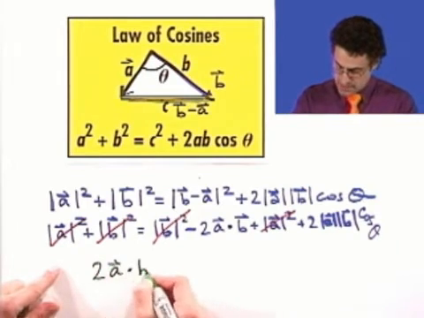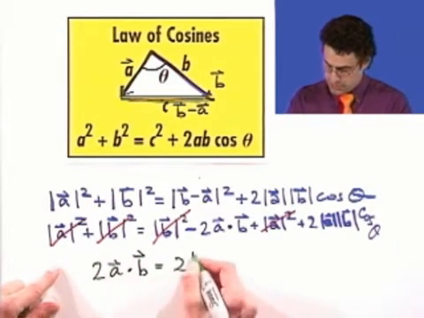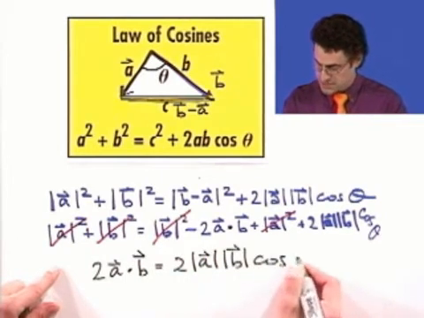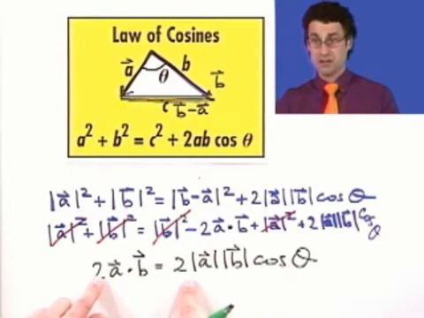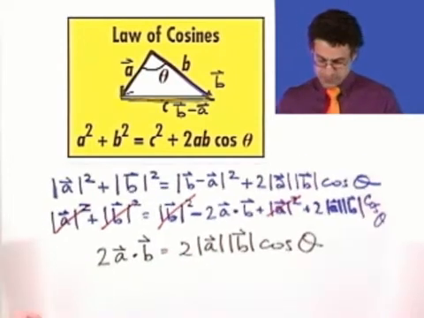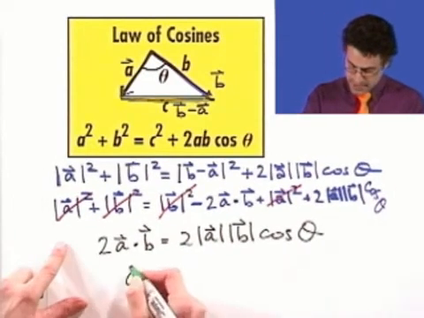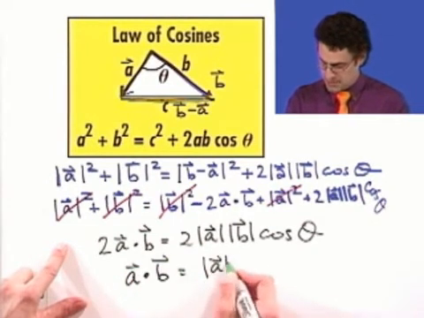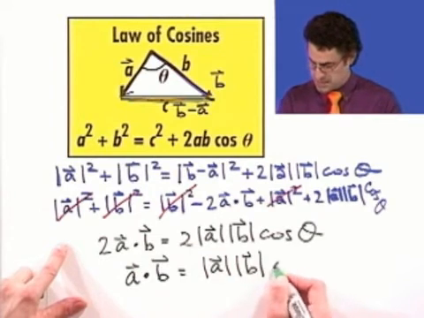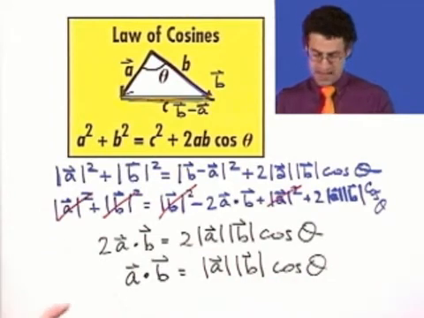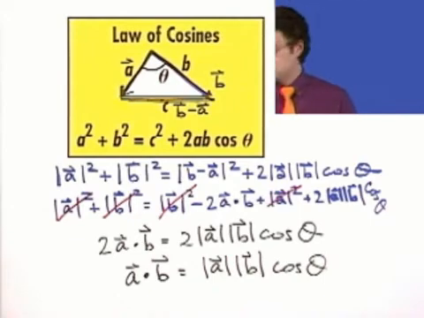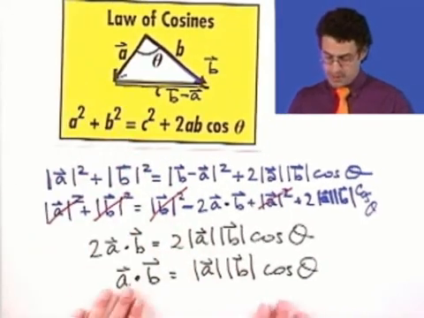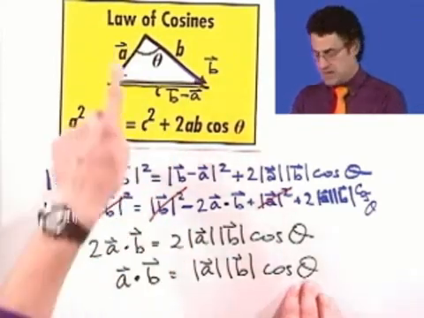2a dot b equals 2 length of a, length of b, cosine of theta. And the 2's cancel. And so what am I left with? I'm left with a dot b is equal to the length of a times the length of b times the cosine of the angle between them. Now, this is huge because now we see that the dot product is not some weird, wacky number, but it's connected with the angle between the two vectors.